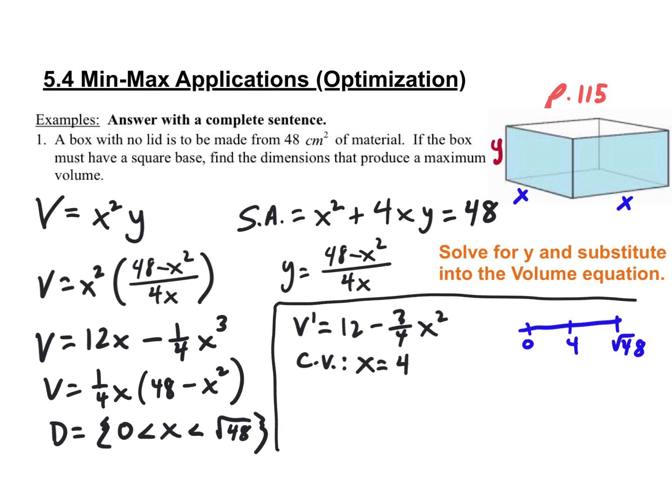So in between 0 and 4, positive or negative? What's the easiest number to test in here? 1, okay? So I plug 1 in here, 12 minus 3/4, that's definitely positive, okay?